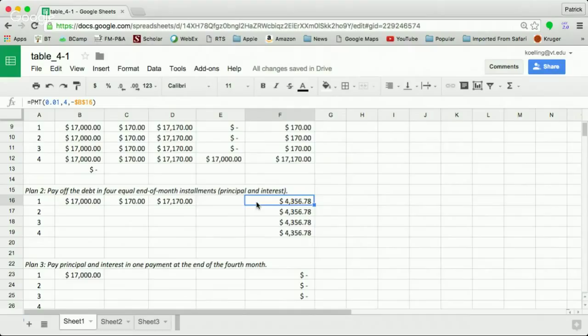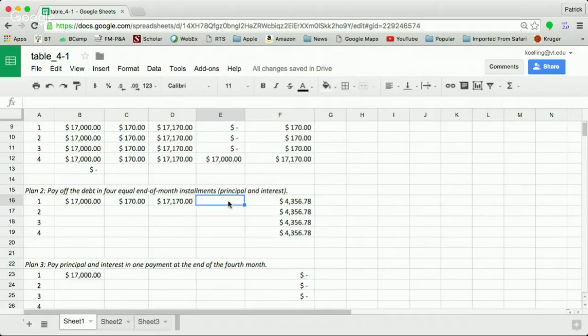Notice that this monthly payment is a little bit different than the one in the book. The one in the book is calculated in a different manner than this one is. We won't worry about those details at the moment. Okay, so what is our principal payment here? This is how much we would pay in principal.